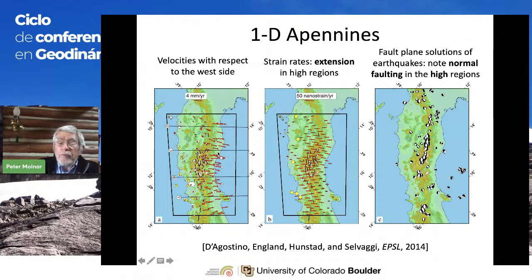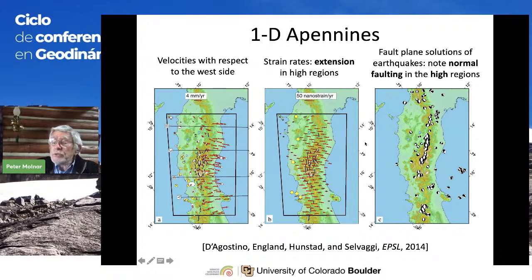They're all getting faster on this side. So that means this side is diverging from that side. You must have extension in between. If you take the GPS velocities and solve for the strain rates, of course, then you have extension in the middle and through here. Notice this is northeast to the right, southwest to the left.